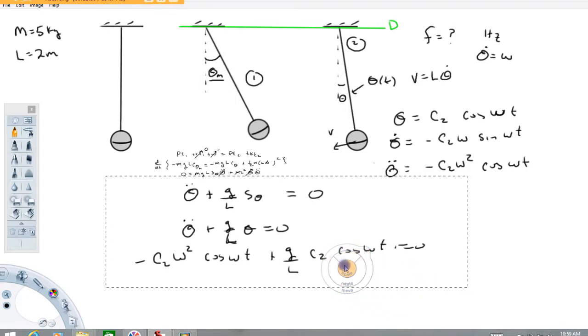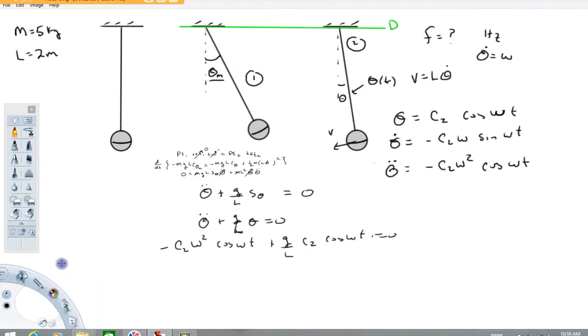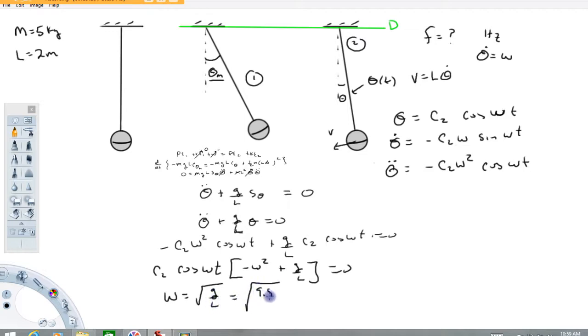Now this equation can be factored. I'm going to go ahead and do that. We can factor out the cosine part and the C2. So we're going to have C2 cosine omega t, and what we're left with is minus omega squared plus g over L equals 0. And here's where we're going to get our frequency. So omega, the angular frequency, is the square root of g over L, which is going to equal the square root of 9.8 meters per second squared over, in this example, 2 meters. And I'm going to go ahead and calculate a value.